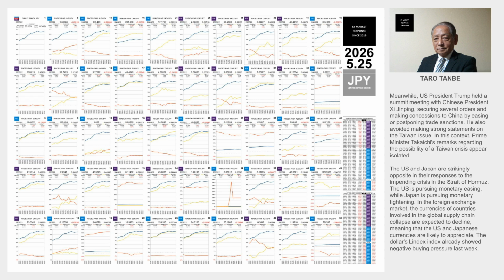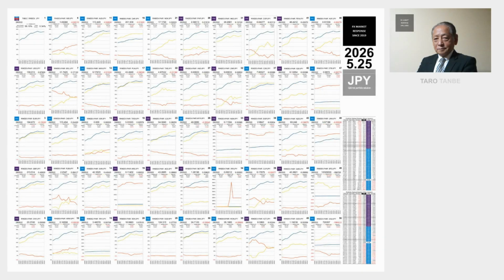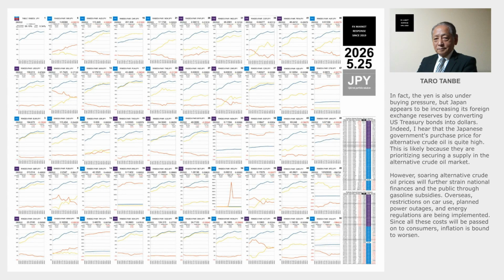The U.S. is pursuing monetary easing, while Japan is pursuing monetary tightening. In the foreign exchange market, the currencies of countries involved in the global supply chain collapse are expected to decline, meaning that the U.S. and Japanese currencies are likely to appreciate. The dollar's Lindex index already showed negative buying pressure last week. In fact, the yen is also under buying pressure, but Japan appears to be increasing its foreign exchange reserves by converting U.S. Treasury bonds into dollars.